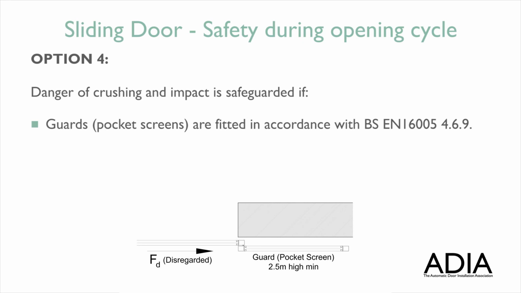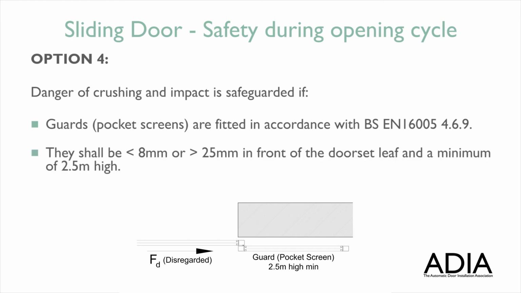Guards, pocket screens, are fitted in accordance with the BSEN 16005 4.6.9. They shall be greater than 8 mm or less than 25 mm in front of the door set leaf and a minimum of 2.5 meters high.